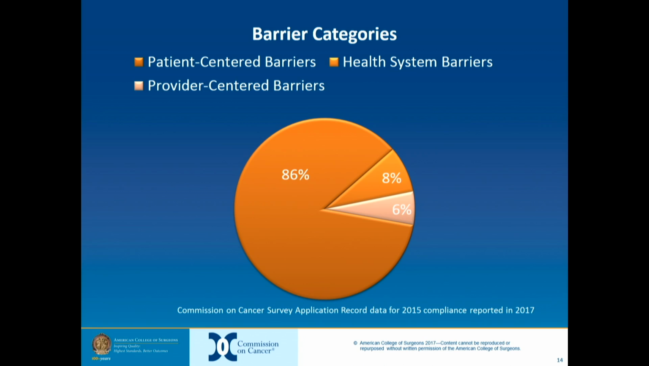So the barrier to care categories that are being focused on, this was 459 programs that chose to address specific barriers in these categories. As you can see, most programs are choosing to address patient-centered barriers. There are, however, 8% of programs that are looking at the health system barrier as their barrier of focus, and 6% that are looking at provider-centered barriers.